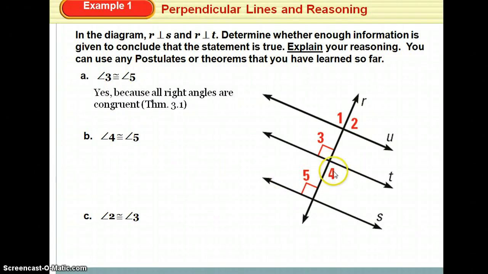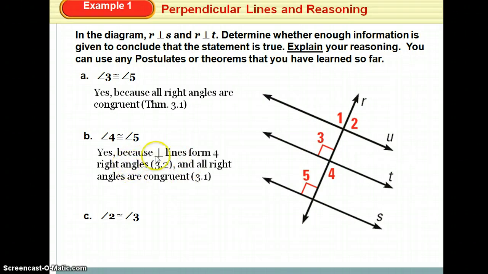So now let's look at angle 4 and 5. Here's 4 right here. Here's 5. Okay, we'll look at 4. 4 is vertical with angle 3. How do vertical angles relate? They're congruent. So then that means that angle 4 is a right angle. Also, we had theorem 3.2 from before that said that all perpendicular lines form four right angles. So we have a few things happening here. Because perpendicular lines form four right angles, angle 4 is a right angle. That's 3.2. And all right angles are congruent. That's 3.1. So if you combine those together, basically what you're saying is 4 is congruent to 3, 3 is congruent to 5, so 4 is congruent to 5. All right angles are congruent.